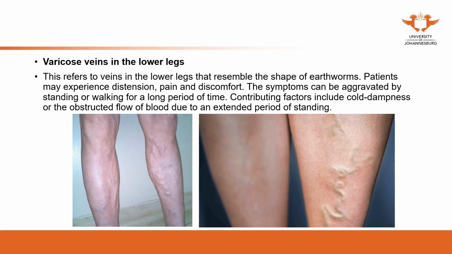Varicose vein. That's the vein in the legs. You can see the bluish color. There's the stagnation, the bluish blood stagnation, the coldness, dampness. The patient will also tell you that they feel cold in the leg.